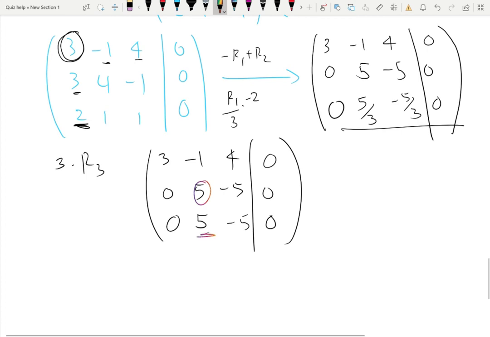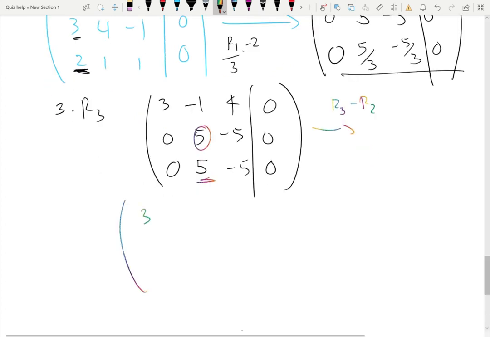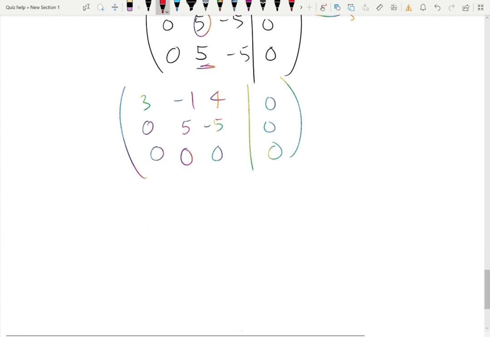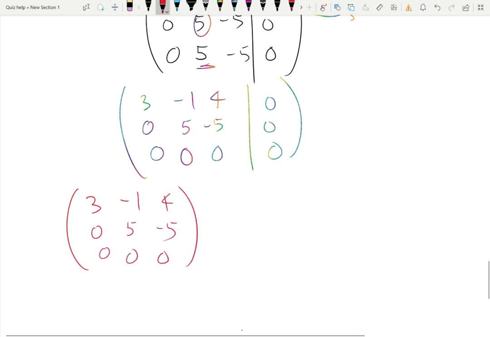How do you make 5 0? So you subtract the third row from the second row, right? So what you get is 3, -1, 4, 0, 0, 5, -5, 0. Here 0, 5 minus 5 is 0, -5 minus -5 is 0. So, okay, at least we are done now. All right, so we get the new matrix equation 3, -1, 4, 0, 5, -5, 0, 0, 0 times little k1, little k2, little k3 is equal to 0, 0, 0.